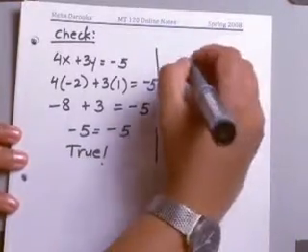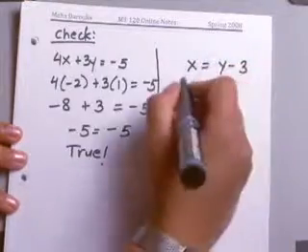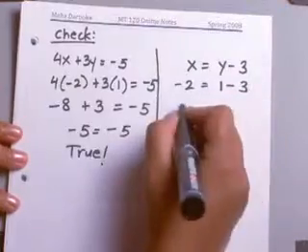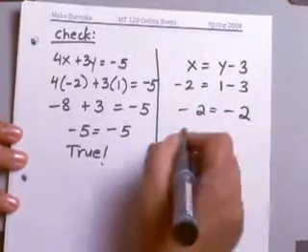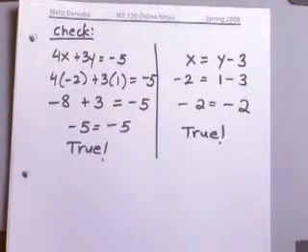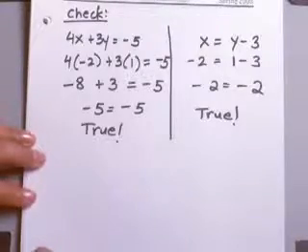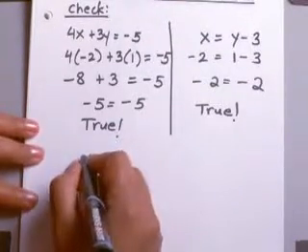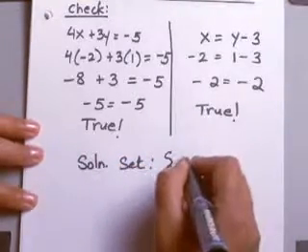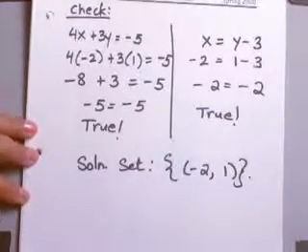Do the same thing for our second equation, which was x equals y minus 3. And let's see if we end up with a true statement again. Okay, so since both our equations verify that the ordered pair negative 2, 1 satisfies them, we can go ahead and say that the solution set for this system is going to be the ordered pair negative 2 and positive 1.